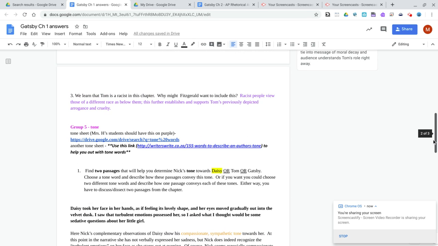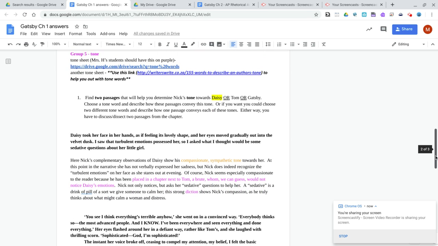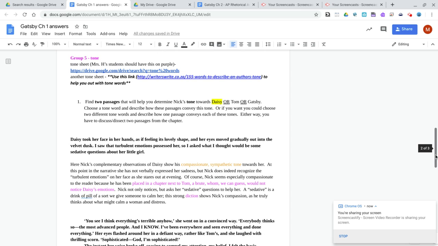Good morning. I wanted to go over a tone paragraph with you. So, in the chapter one Gatsby questions, group five needed to talk about Nick's tone. Tone is a speaker's attitude towards a subject.